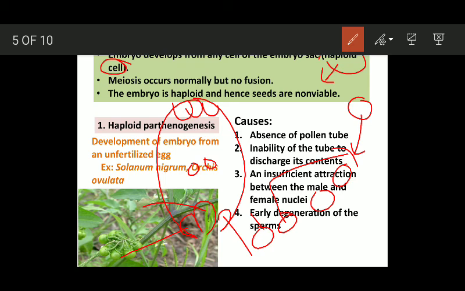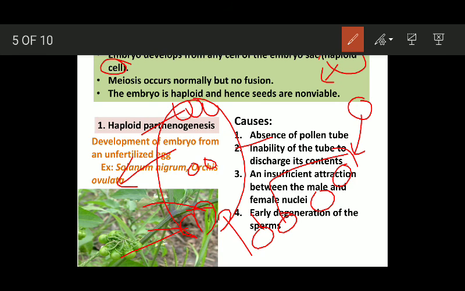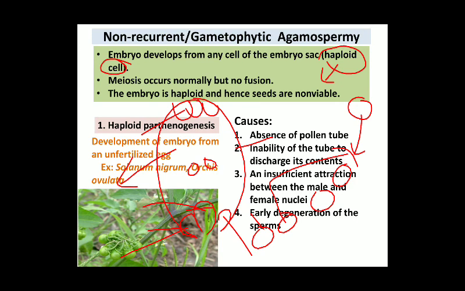So any cell of the female gametophyte or embryo sac, whether it is antipodal, synergid, or an unfertilized egg, can give rise to embryos. And if this happens, it is known as gametophytic agamospermy. Okay, क्यों gametophytic agamospermy? Because this is the gametophyte. Gametophyte से embryo बनता है without fusion.